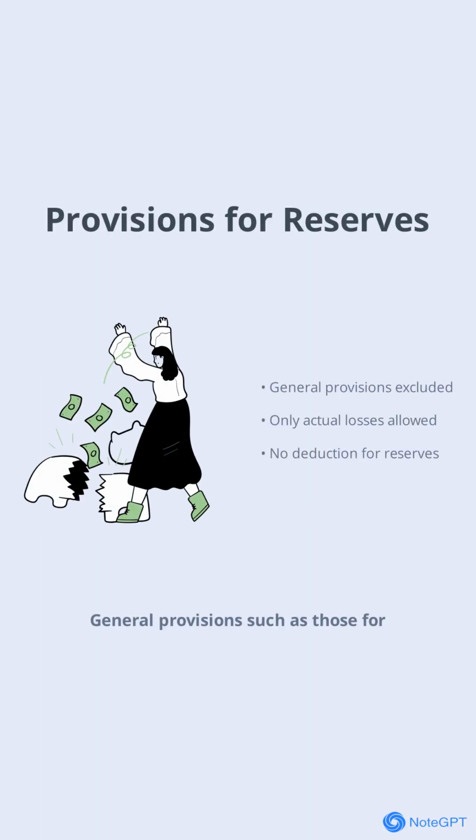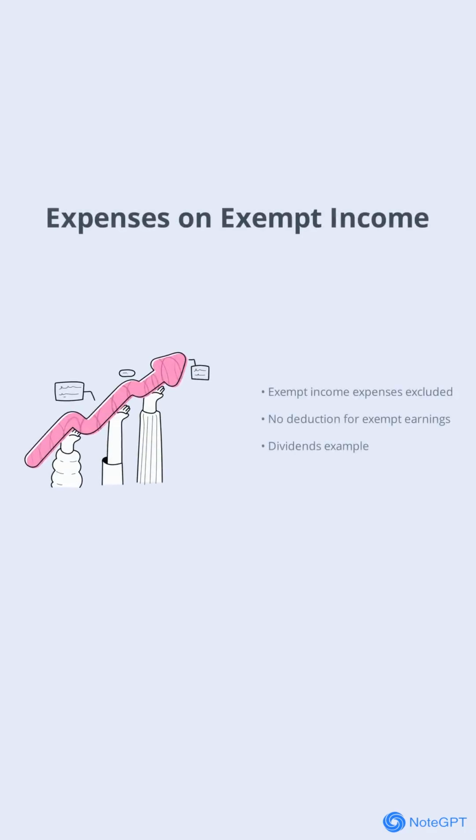General provisions, such as those for bad debts or contingency reserves, are not deductible unless the bad debts are actually written off. This means you can't claim a deduction just for setting aside money for possible future losses. Only actual, realized losses count. If you incur costs to earn income that is exempt under the law, such as certain dividends, those expenses are not deductible. The logic is straightforward: if the income isn't taxed, the related expenses shouldn't reduce your taxable income either.